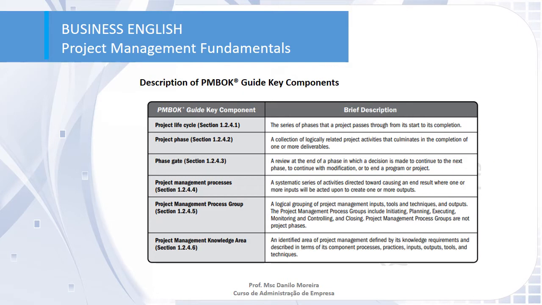According to the PMBOK, we have a guide of key components of any project. They are project life cycle, project phase, project gate, project management processes, project management process group, and project management knowledge area. We are going to take a look at each one of them, but you have a brief description in the slides that I have provided to you.